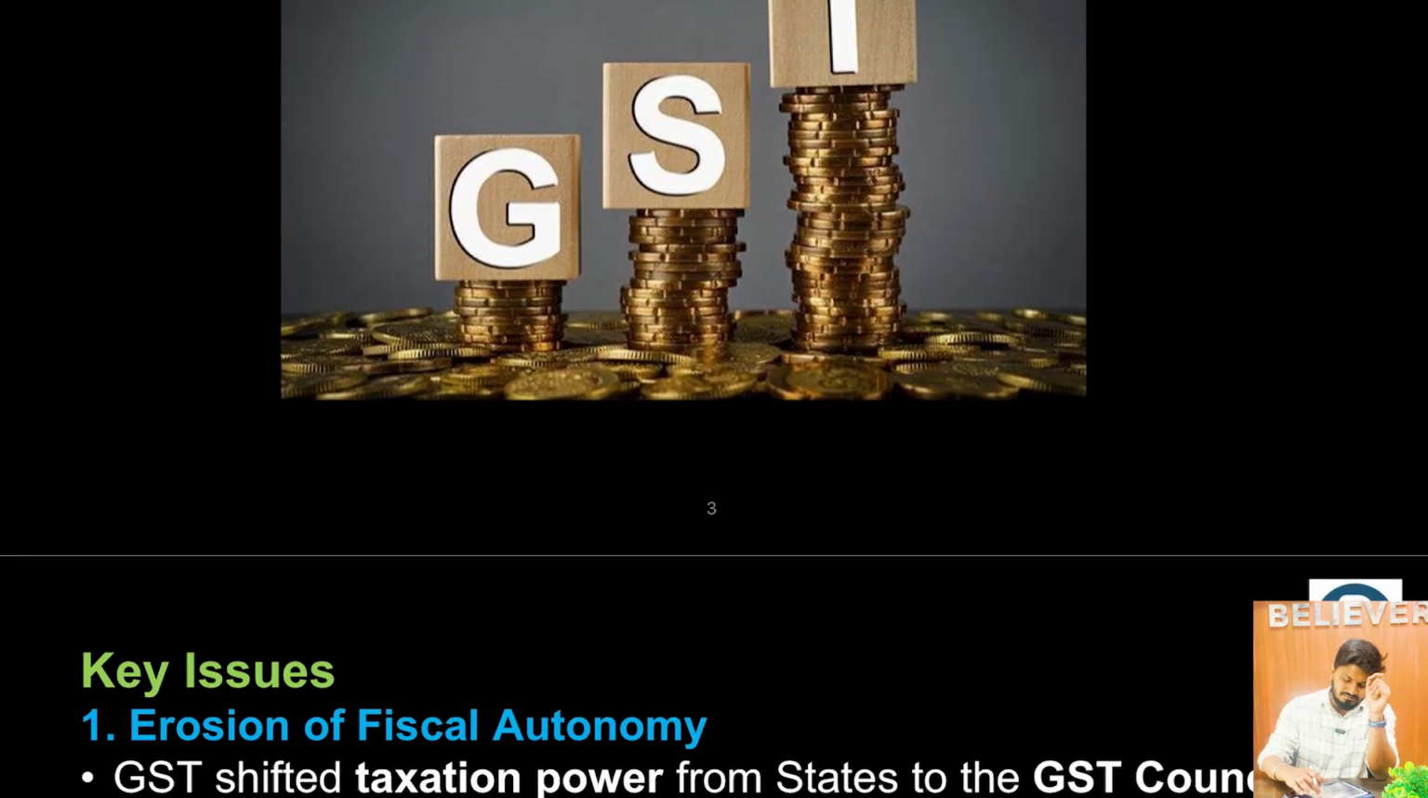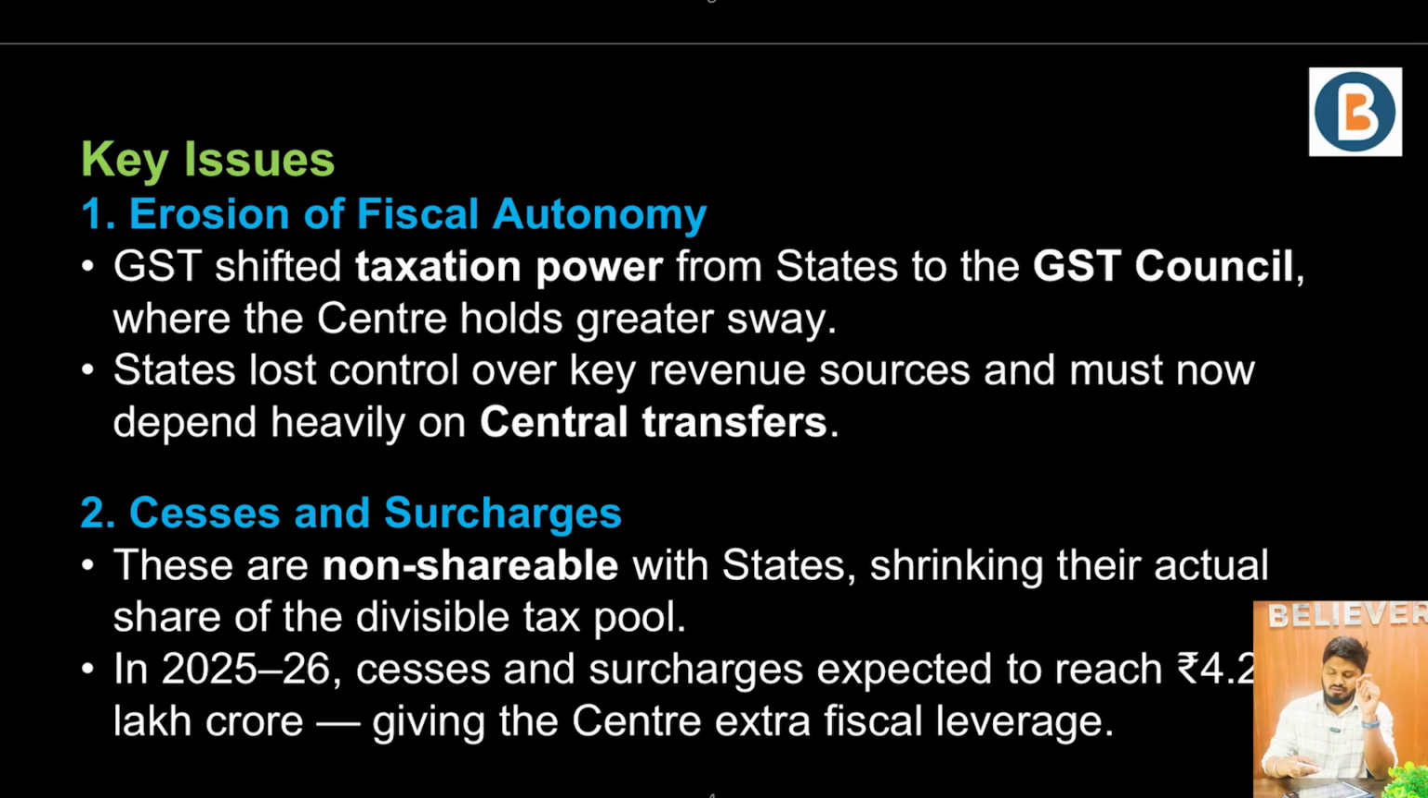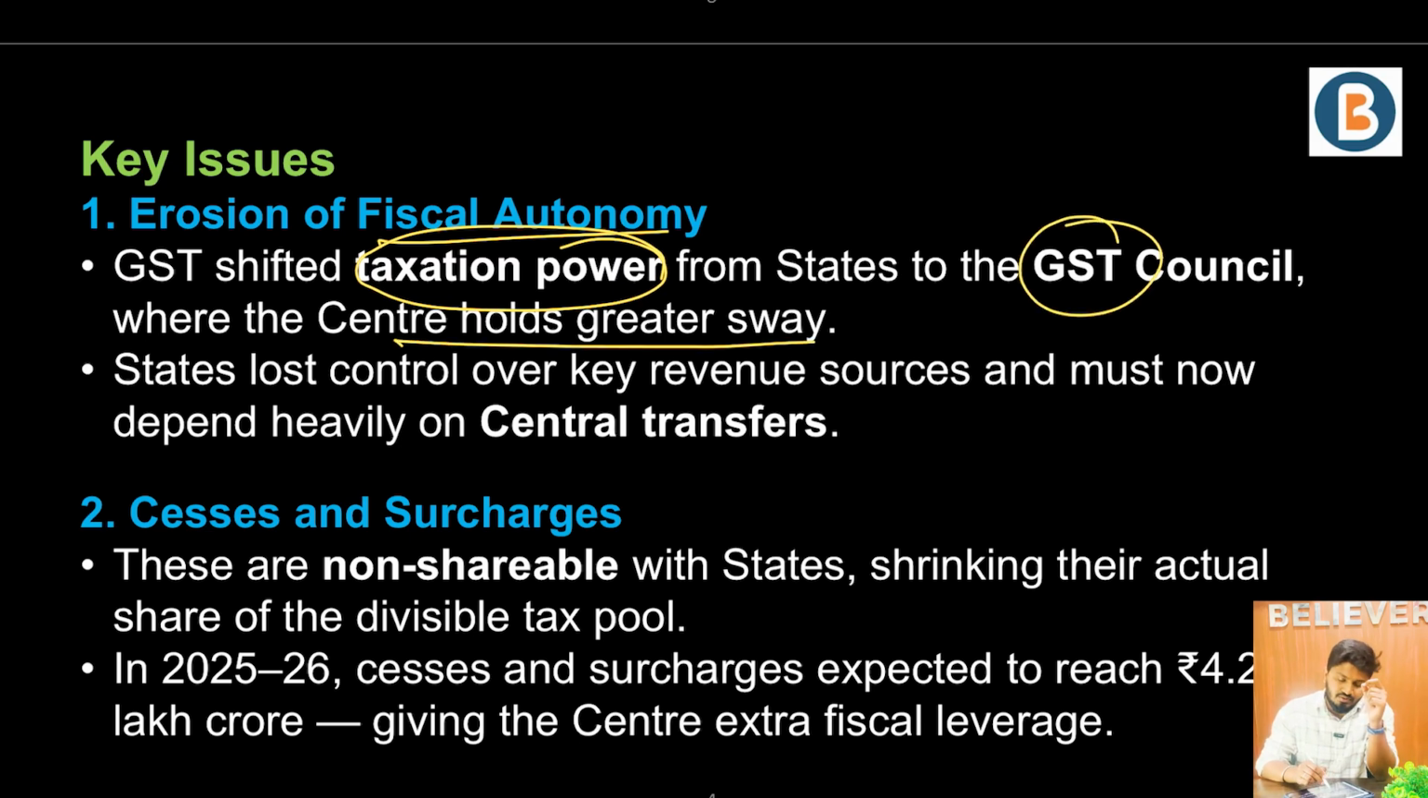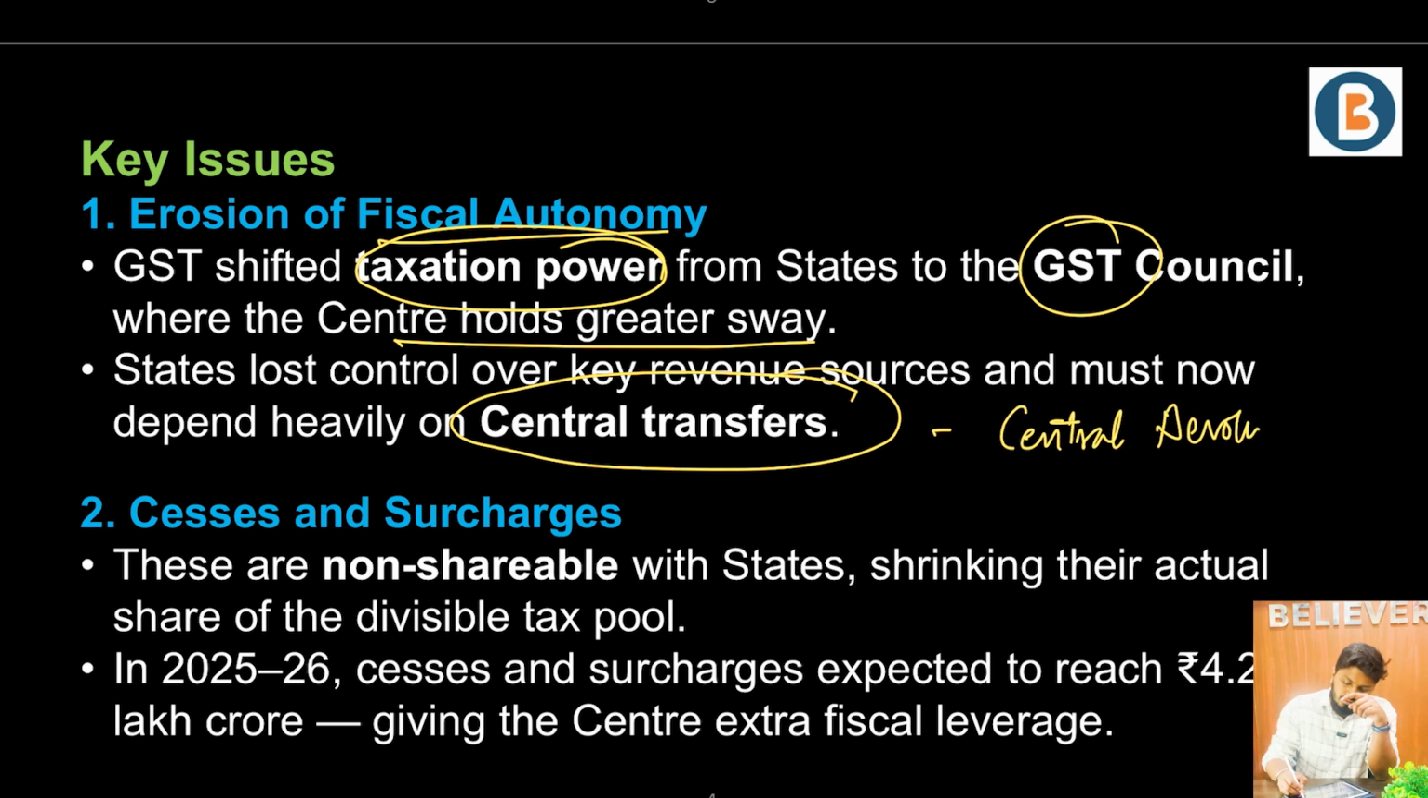So let us discuss. What are the key issues? First is the erosion of fiscal autonomy. That is, GST shifted taxation powers from the states to the GST Council, where the center holds greater weight. And states lost control over key revenue sources and must now heavily depend on central transfers, that is, under central devolution of funds. Okay, devolution of funds, because even the compensation is gone and taxation power is also gone.